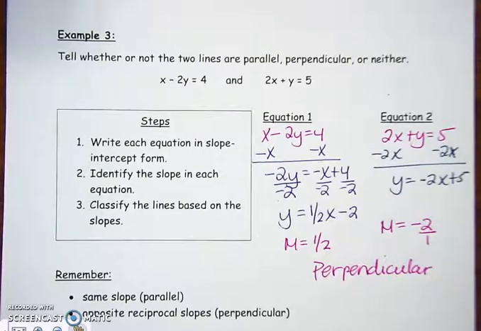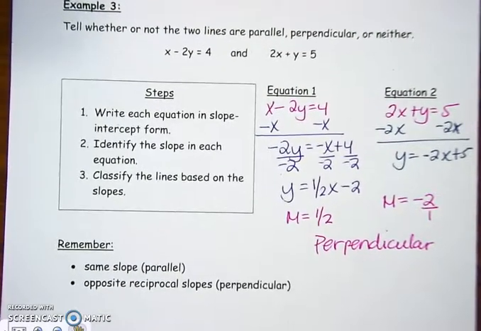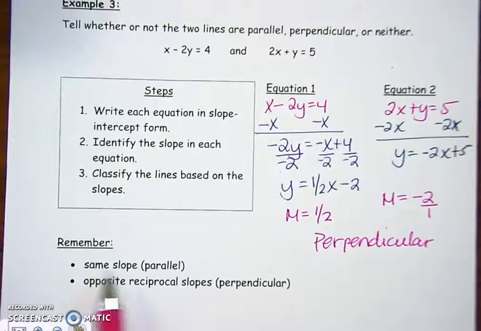And that's example 3. If you will, notice the reminder at the bottom. If they have the same slope, they are parallel. If they have opposite reciprocal slopes, the two equations are perpendicular. And that's the end of this lesson.